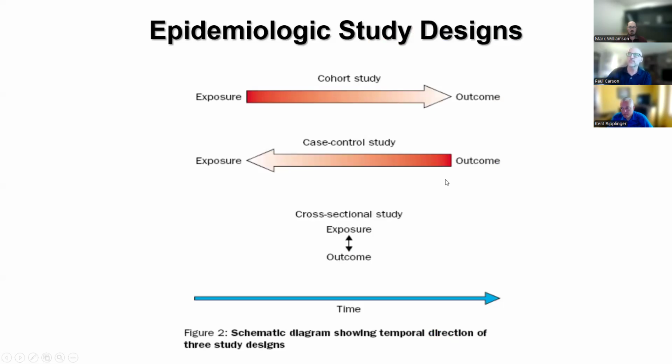So kind of showing this again, cohort studies start with the exposed versus non-exposed group and look out in time at outcome. And then case control studies start with outcome, disease versus non-disease, or outcome versus non-outcome, and look backward at exposure. And cross-sectional are looking at both at the same time.